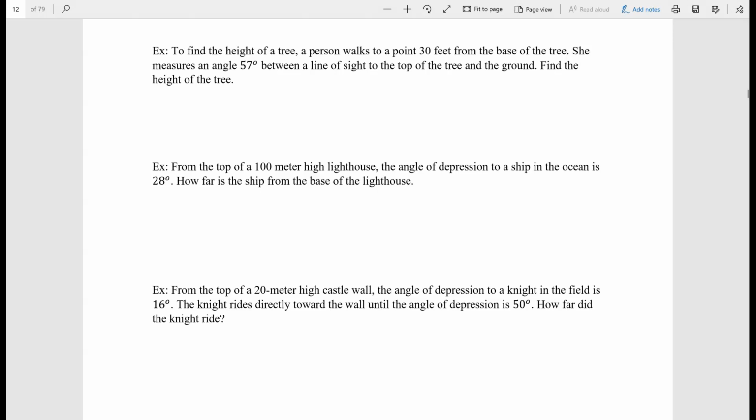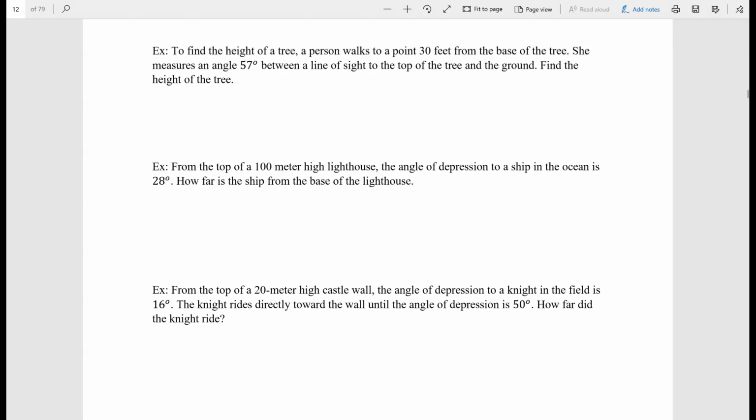And then we're going to be putting them on the calculator. So, okay, here we have: to find the height of a tree, a person stands at a point 30 feet from the base of the tree. She measures an angle of 57 degrees between a line of sight to the top of the tree and the ground. So find the height of the tree.